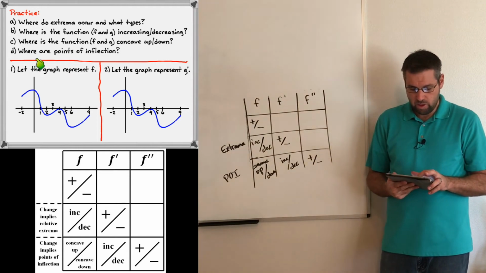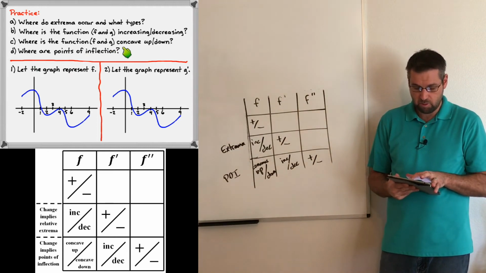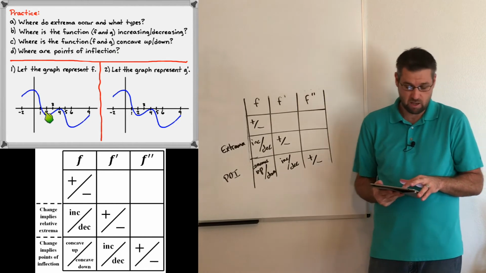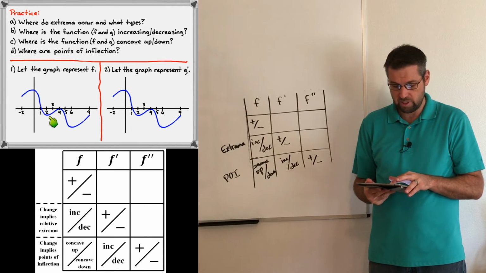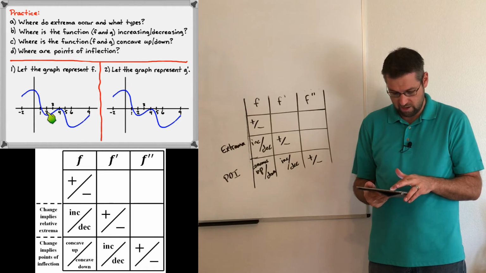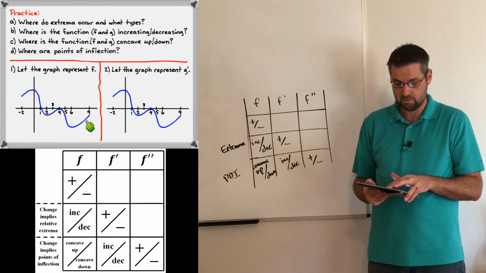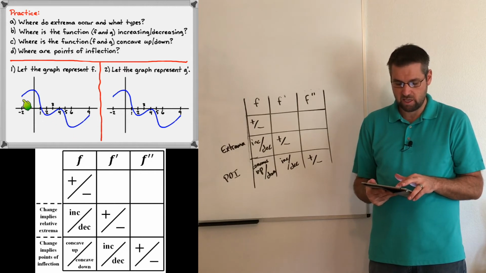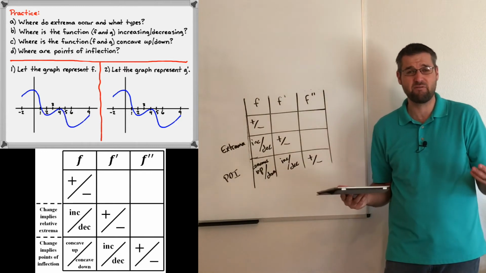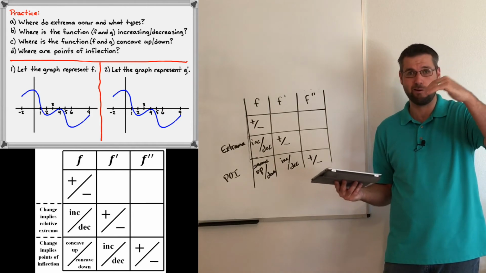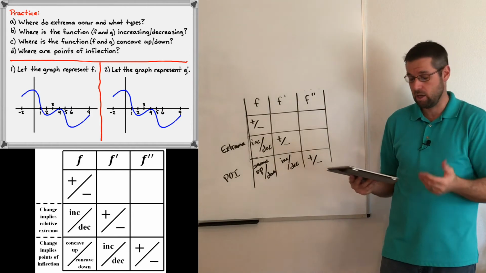For C, where is f concave up? f is concave up from about 1 to 3. We can see that it's concave up here, and concave up from 1 to 3 and also from 5 to 9. And then f is concave down from -2 to 1, and from 3 to 5, because we're just looking at the graph of f. Again, concave down like a frown, concave up like a cup.